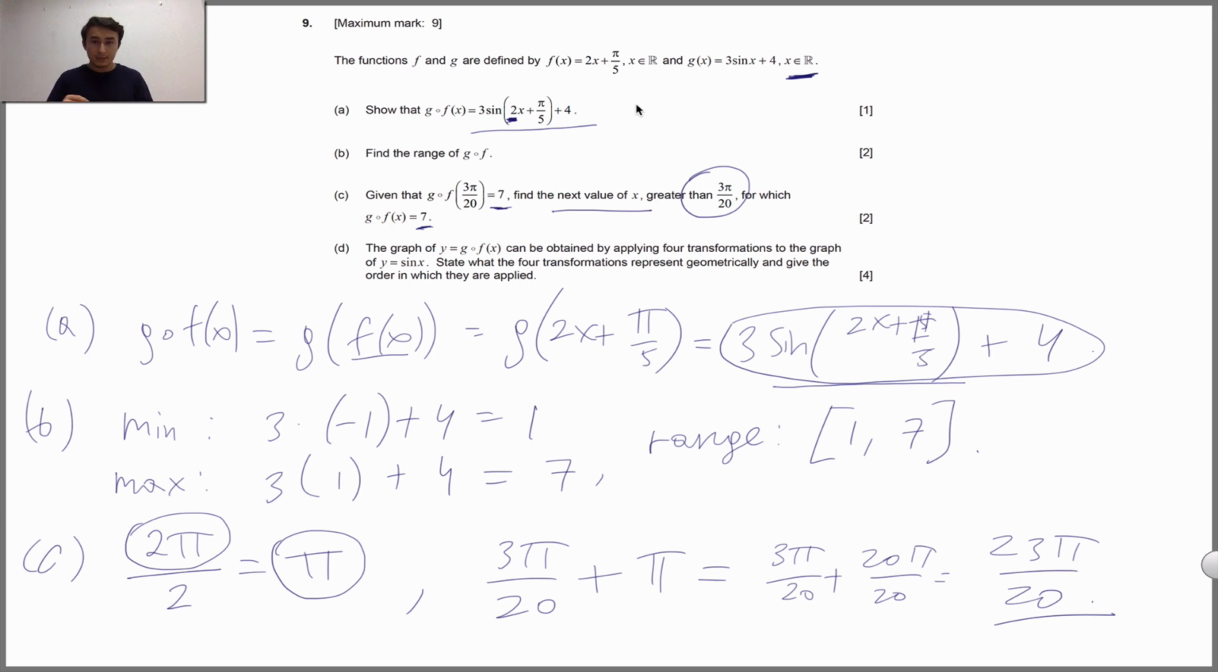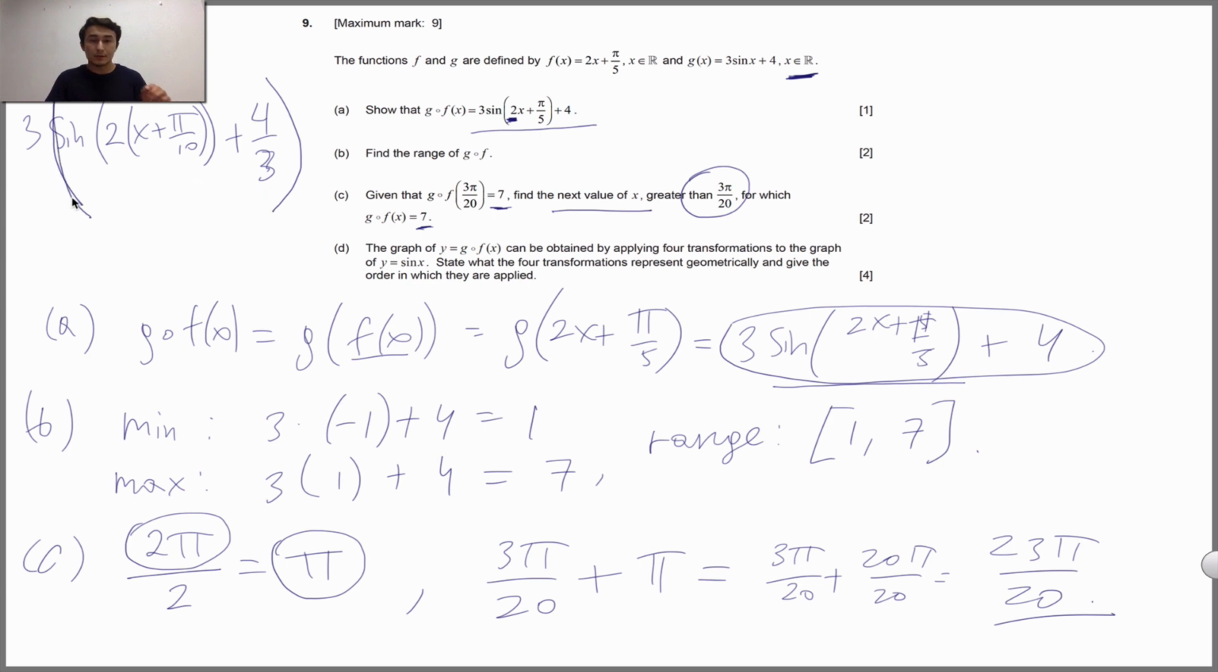And the other way to put it will be the following. So we can rewrite it as 3 sine 2 and then (x plus pi over 10). You see what I did here? And then you can put the brackets here as well, and then push this 4 inside, 4 over 3, right?